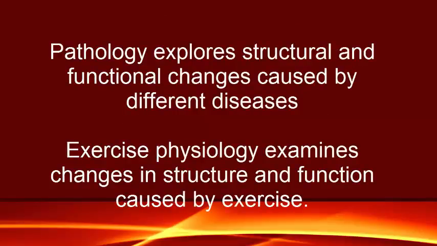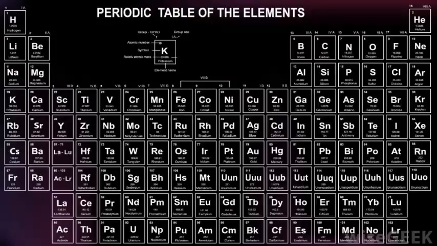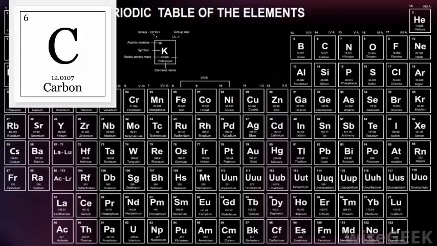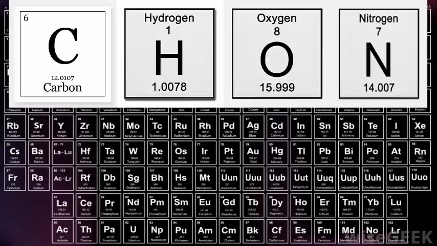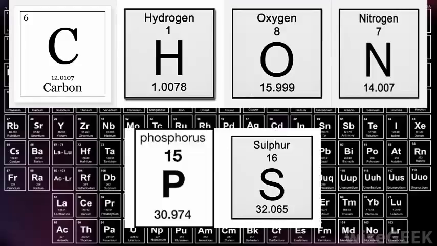Pathology explores structural and functional changes caused by different diseases, and exercise physiology examines changes in structure and function caused by exercise. Both of these utilize anatomy and physiology. The most common elements found in the human body are carbon, hydrogen, oxygen, nitrogen, phosphorus, and sulfur. More info on these in a later episode, it's just important to know for now.